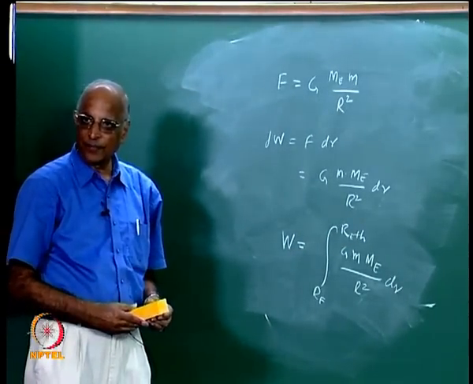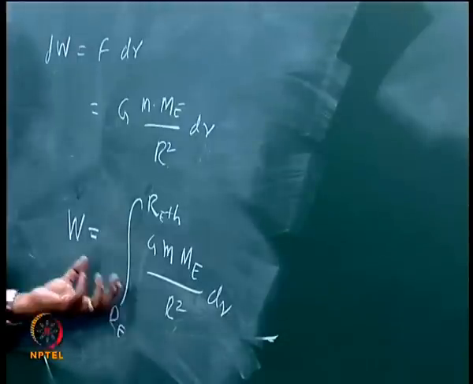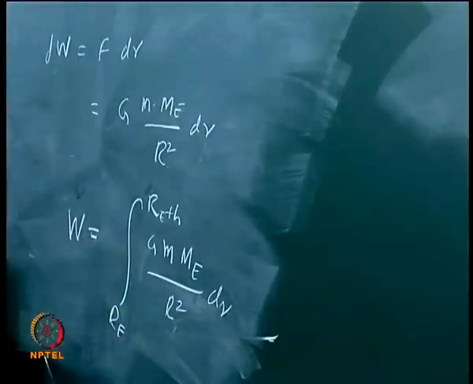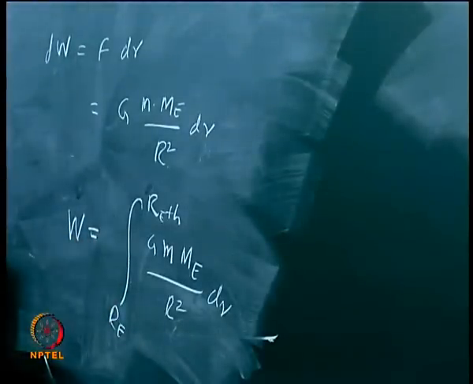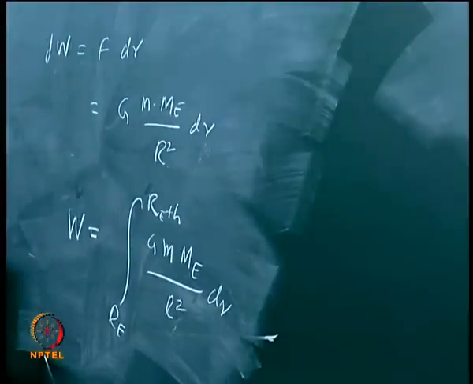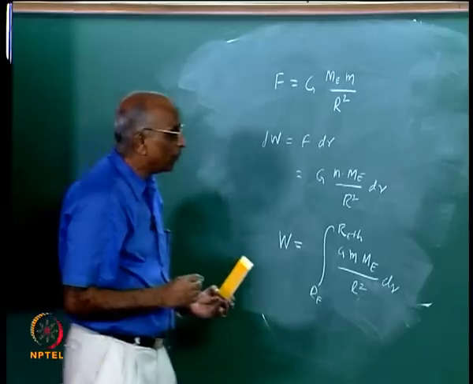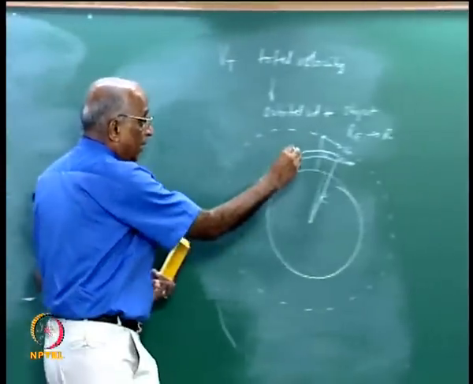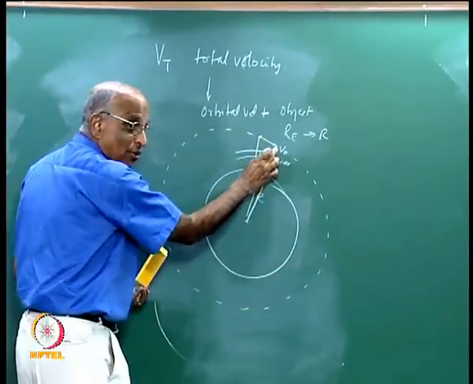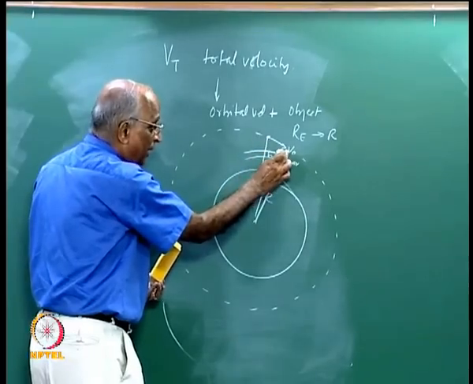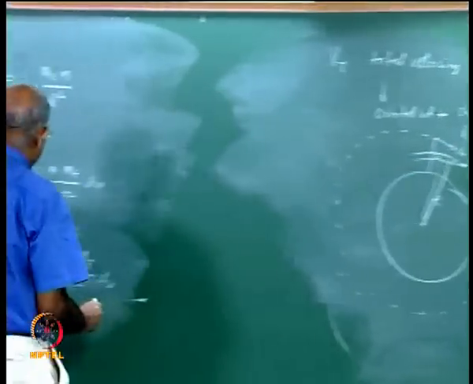Is it all right? And this work must be equal to the potential energy, because you are increasing the height, therefore I have a higher value of potential energy. But then we also know that there is an orbital velocity v0, that means I have some kinetic energy, and what is the total energy at a height?